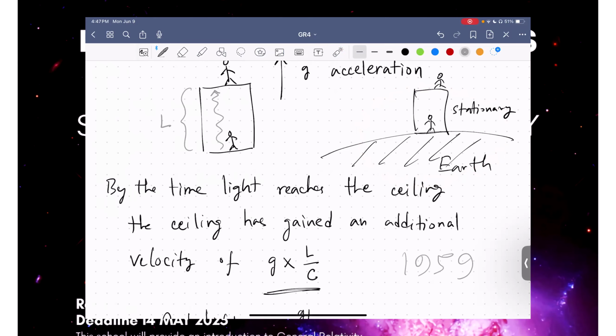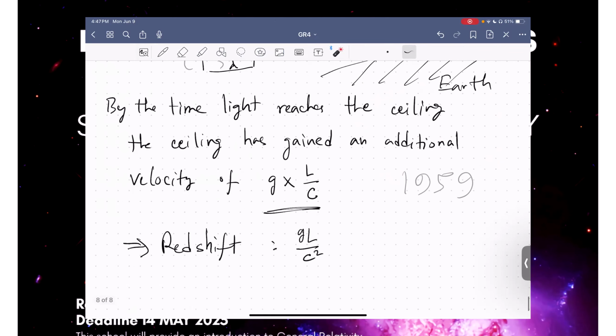So there was some experiment conducted in 1959 that sent a bunch of light signals at different heights, and they observed precisely this amount of redshift. Okay, so that is an amazing result. However, notice that this result only relies upon the equivalence principle. It doesn't rely on any more detail of your theory of gravitation.